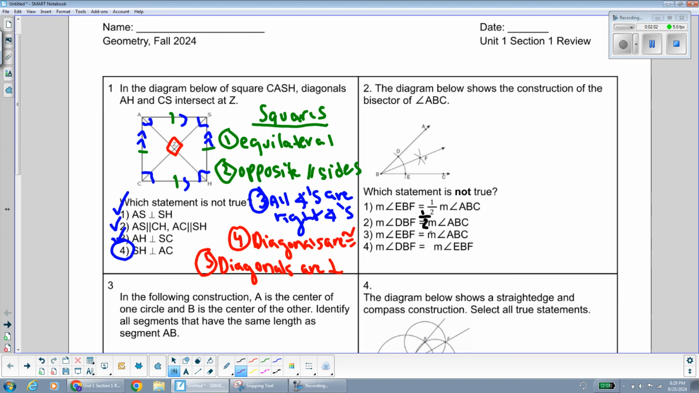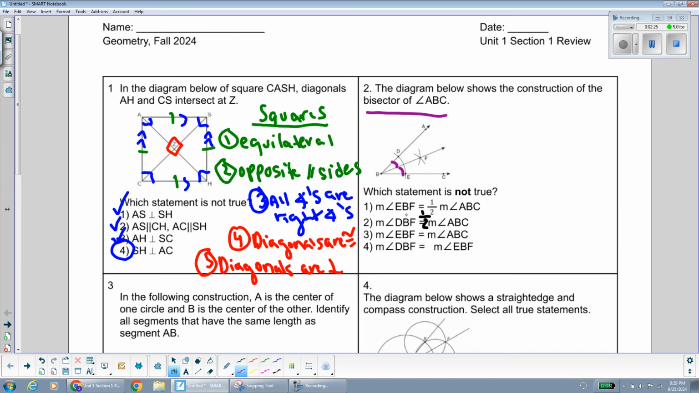Please make the correction to number two if you didn't already. There should be a 1/2 there in that answer choice. We have an angle bisector. That means it splits the angle equally into two congruent parts. We're looking for the statement that's not true. So three are true, one is not true.